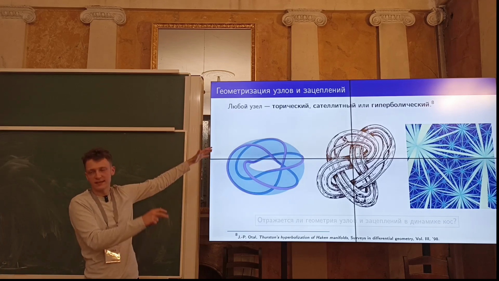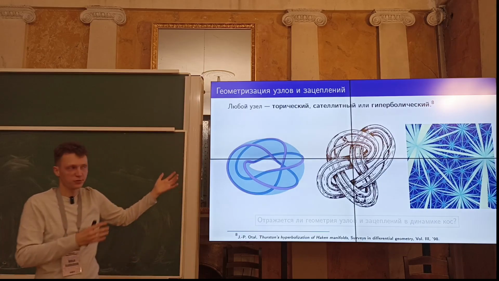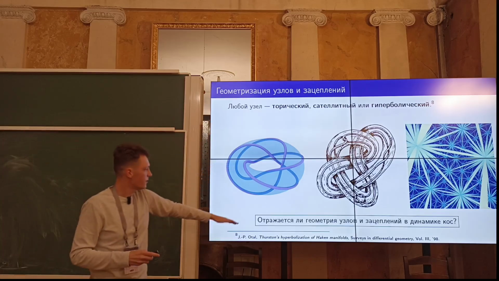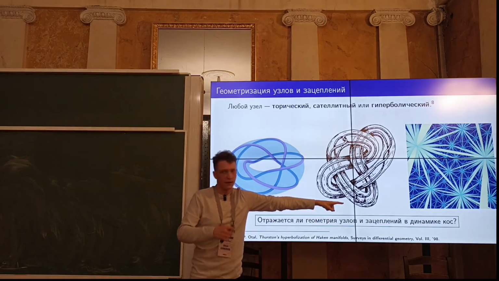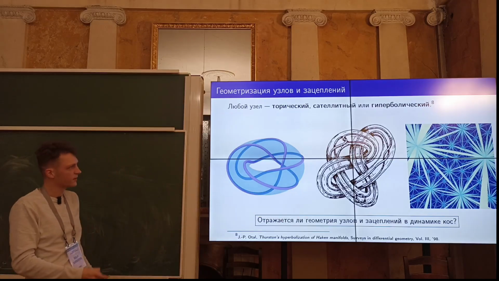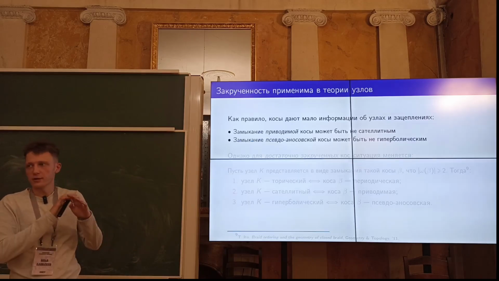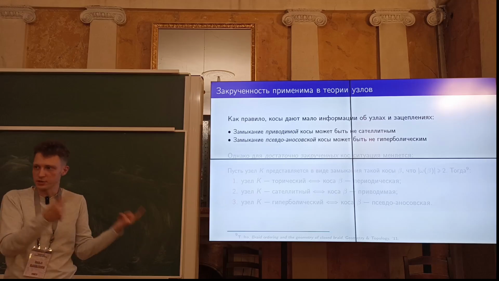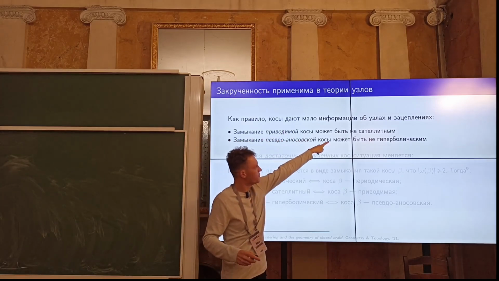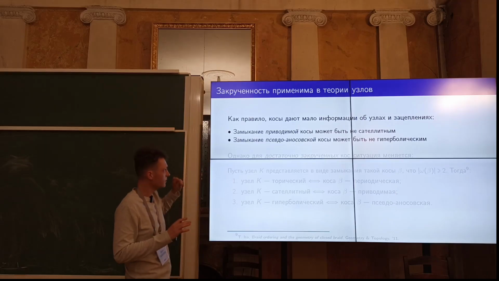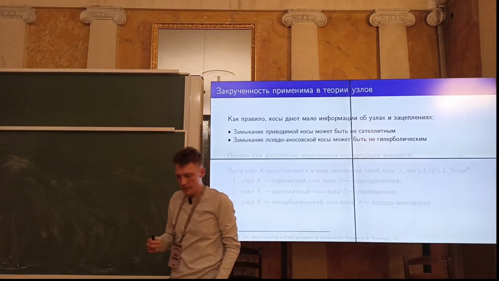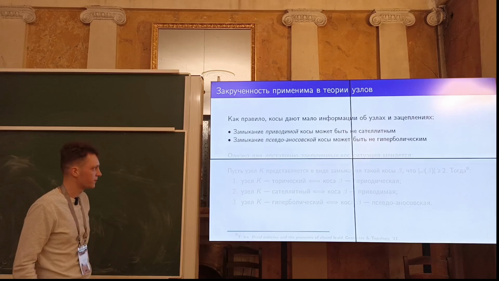Once again, there is a geometric classification of knots. Any knot is either a torus knot, a satellite knot, or a hyperbolic knot. And we wonder whether the dynamics of a braid reflects the geometry of its closure. The answer is, in general, there is no such correspondence between dynamics and geometry. Namely, the closure of a reducible braid may be a non-satellite knot, and the closure of a pseudo-Anosov braid may be a non-hyperbolic knot, namely a torus knot or a satellite knot.